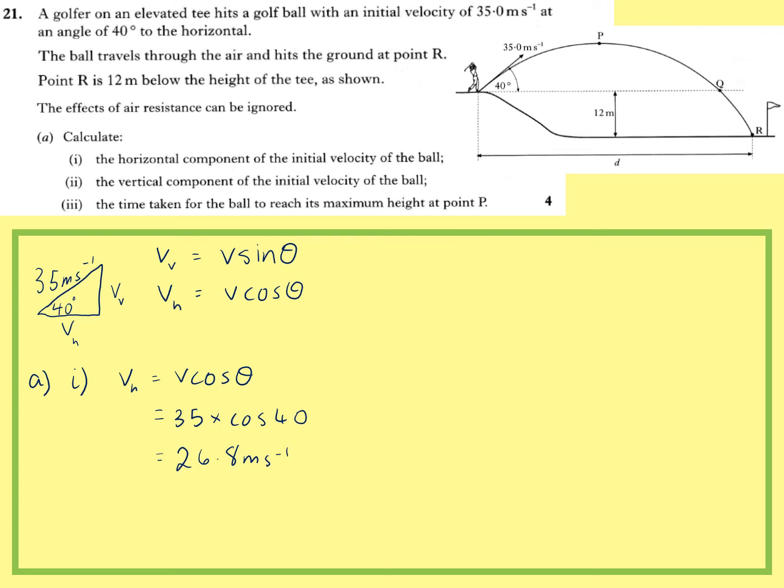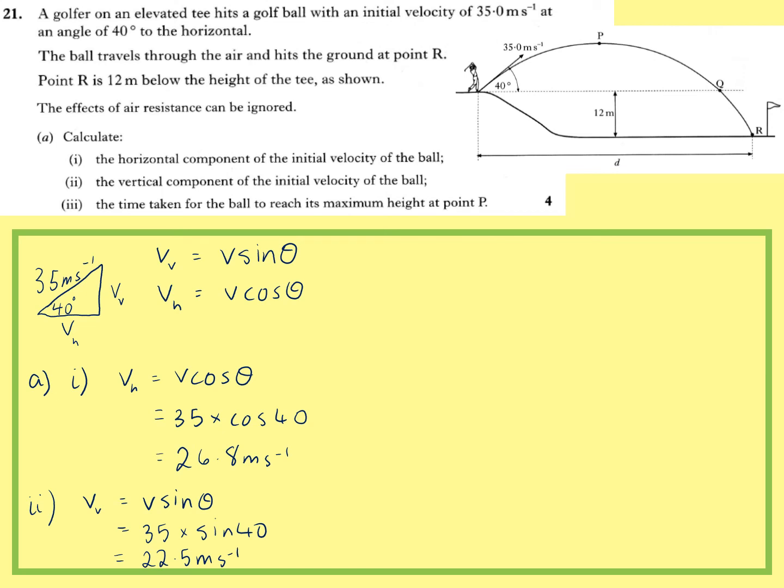Part 2 is asking for the vertical component of the initial velocity. So our vertical component of velocity is equal to V sine theta, which is equal to 35 times sine of 40 this time. And this gives us an answer of 22.5 meters per second.